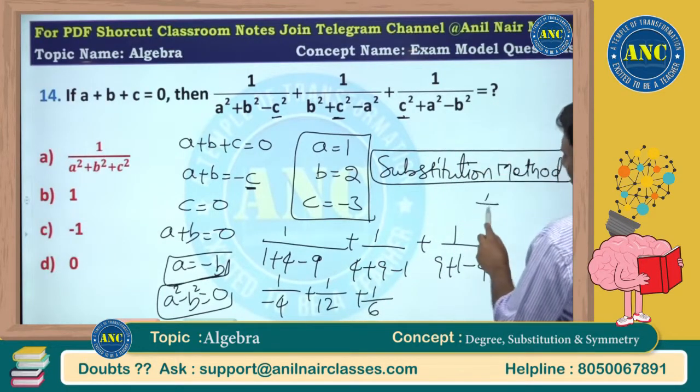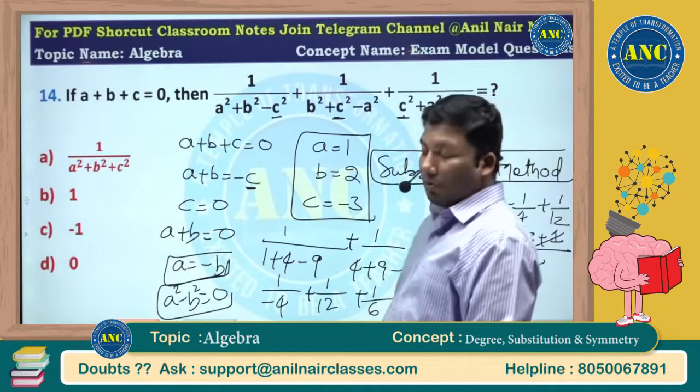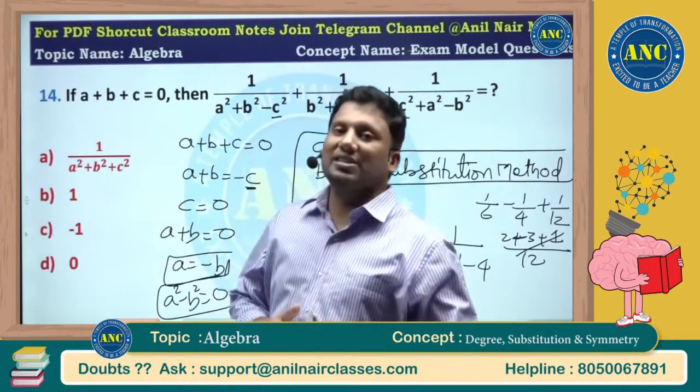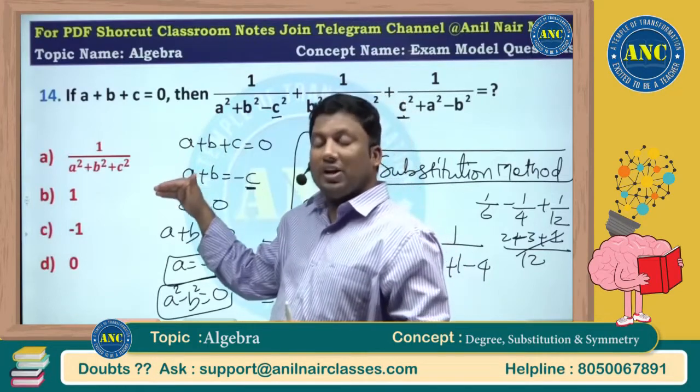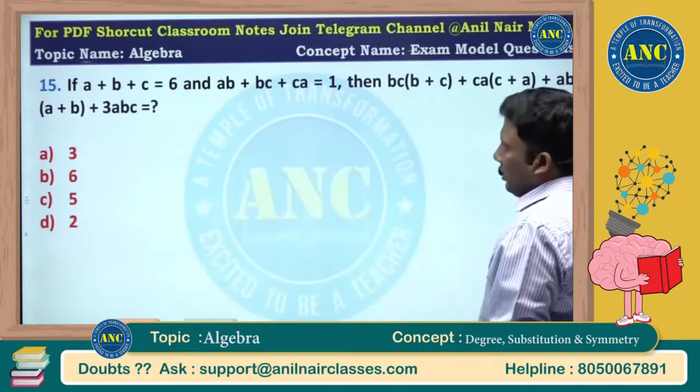So these 1 by 6 minus 1 by 4 plus 1 by 12, 12 LCM, 2 plus 2 minus 3 plus 1. 2 minus 3 plus 1. How much it will be? 0, right? So 0. Wherever 0 is there, that value will become 0. I hope the idea it is clear. Very, very good questions taken from the previous year exam model questions to explain you in detail which concept is used where.